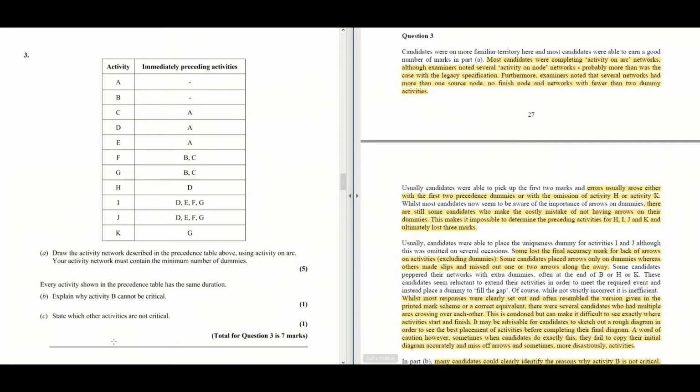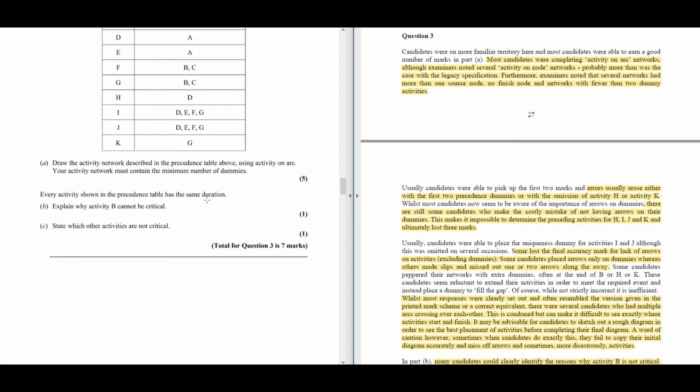Question number 3. This was regarding activity networks. This question seemed accessible to most. Most candidates were completing activity on arc networks, although examiners noted several activity on nodes networks, probably more than was the case with the legacy specification.